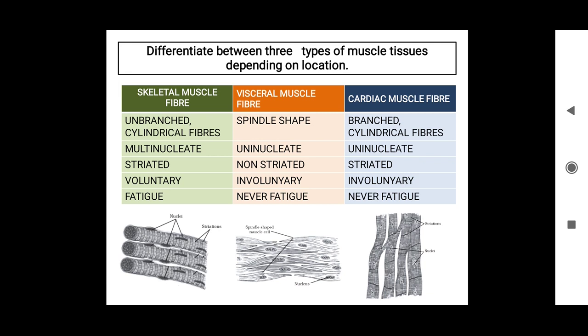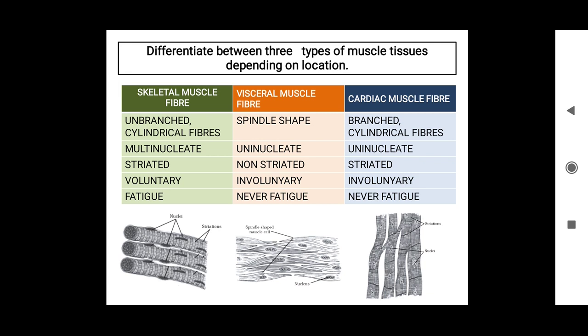Now here is a quick revision of the three types of muscle tissues. Again, a very important question for 5 marks in your exam. Very quickly, the skeletal muscle fiber. These are unbranched cylindrical fibers showing multinucleate condition. They are striated. They are in your control, that is, they are voluntary, and they show fatigue or tiredness. The visceral muscles or the smooth muscle fibers are spindle shaped, uninucleate, non-striated, involuntary, and they never fatigue.